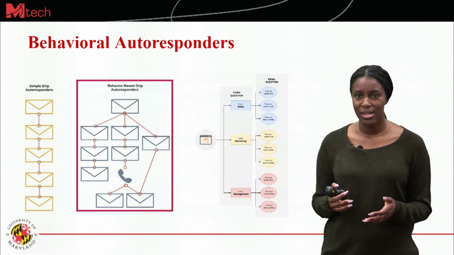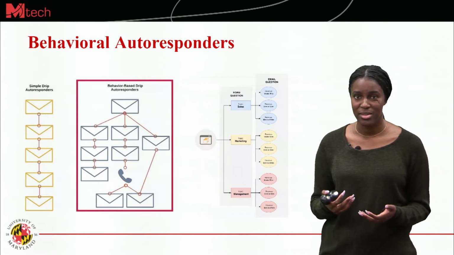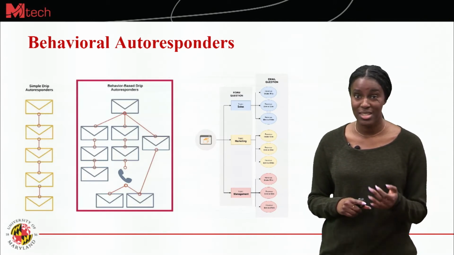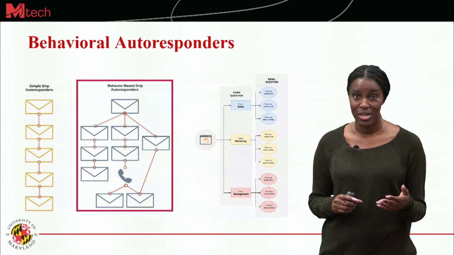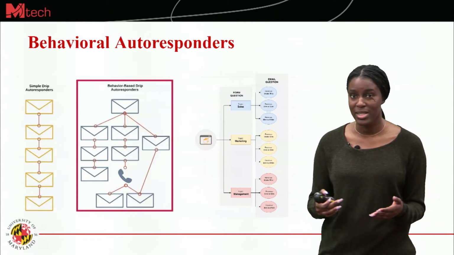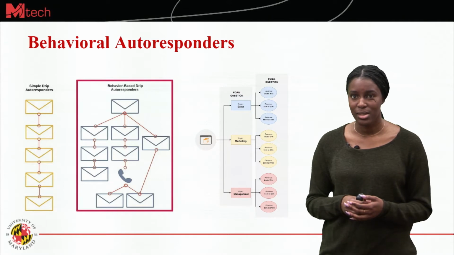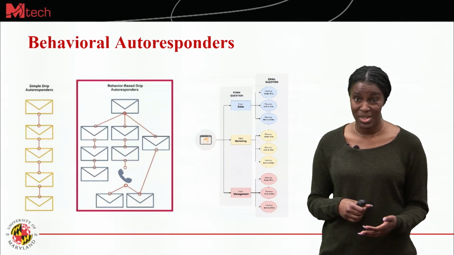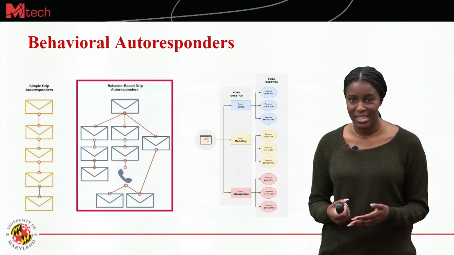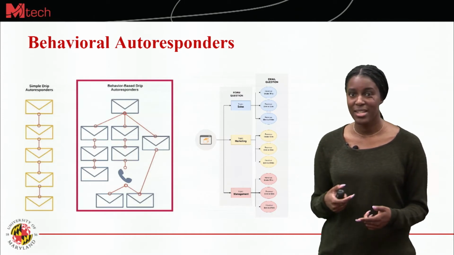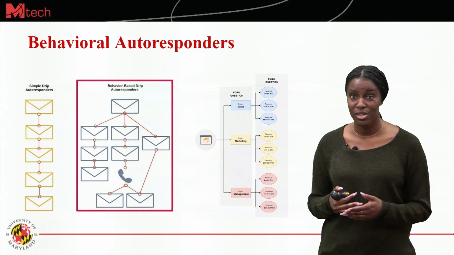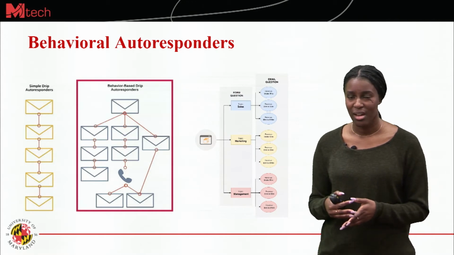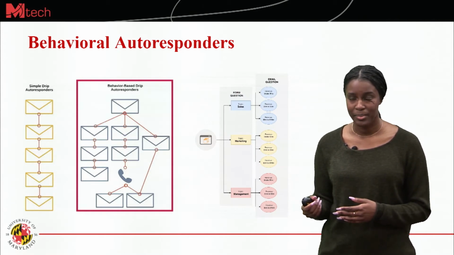And so that's when we get into behavioral autoresponders. So they take into account not just the time of day. So I want to send a message on Monday, Wednesday, and Friday, but it also considers how your customer interacted with a previous message. Did they open it or did they not? Did they click a link or did they not? All of that is additional context that you could then use to build a new trigger of a different email path.